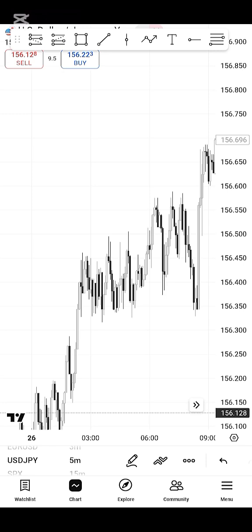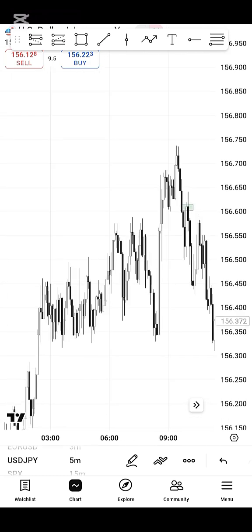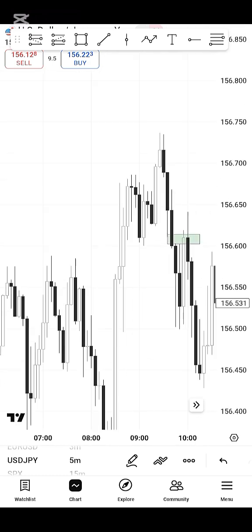Let's go. Now we are on a live chart. As you can see on this chart, the market is going to the upside. You can see the candles are going up. The market is going up and going up and going up. Now immediately this pattern forms. Let's look at the pattern here. This is the pattern.